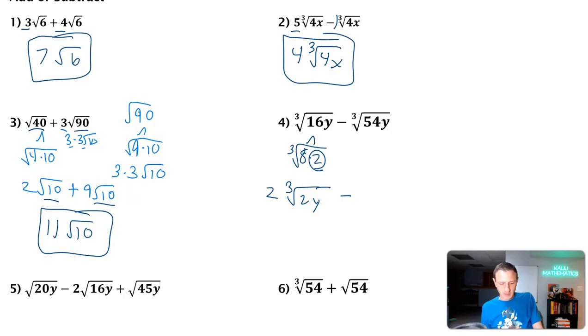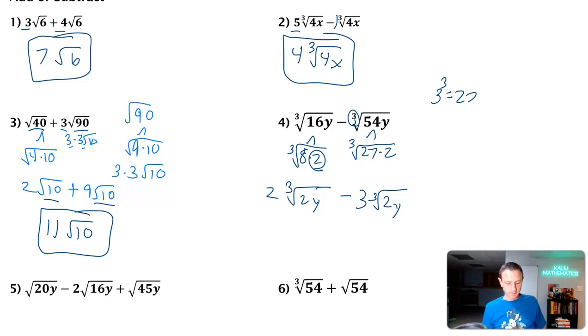54. 3 to the third was 27. 27 times 2 is 54. So 54 is 27 times 2. Cube root of 27 is 3. So 3, and then I still have that 2 left on the inside. So the cube root of 2y. It's to the third, index of 3.